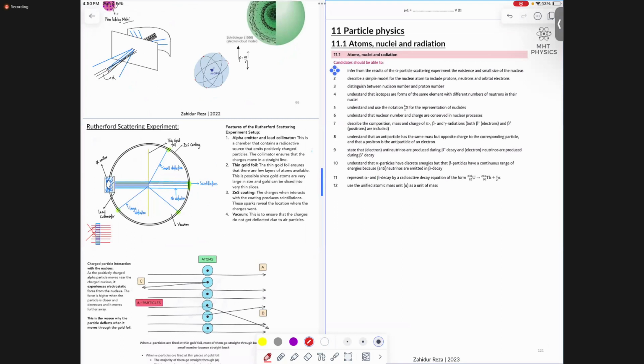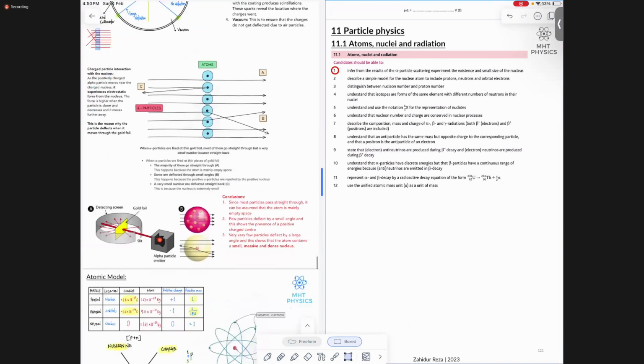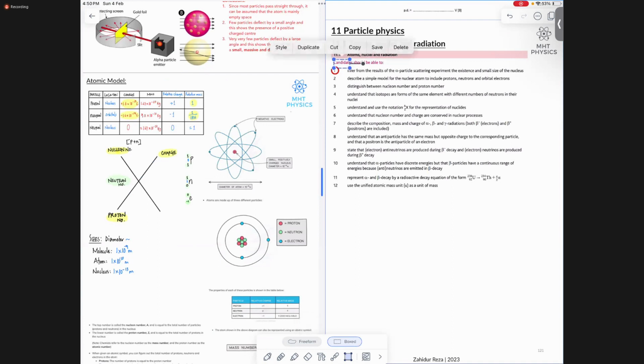Okay, so number one is actually done already. Describe a simple model of a nuclear atom that has protons, neutrons, and electrons. That's the whole point of the Rutherford scattering experiment, right? So O level has done it. Distinguish between nucleon number and proton number. I think grade 8 did. Anyways, understand that isotopes exist. That's definitely grade 8. Understand the notation of an atom, where you have one number on top and one below. If you're in your A levels, it is assumed that you knew this.